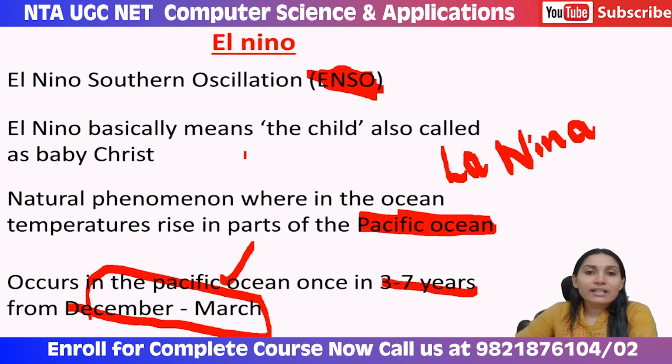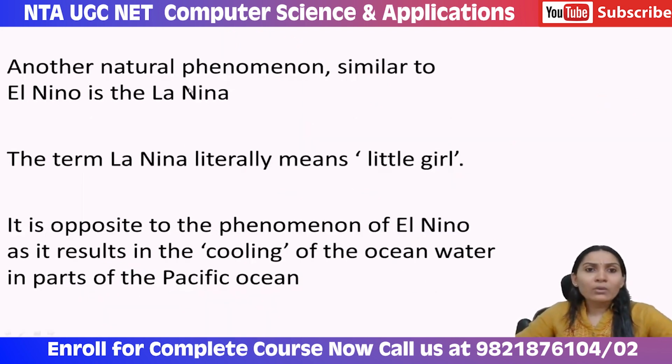Now, La Nina is exactly opposite of El Nino. El Nino means a rise in temperature, whereas La Nina means a fall in temperature. So it is exactly opposite. Okay. Now, this is what is La Nina. La Nina means little girl, the other one little boy. La Nina is exactly opposite to the phenomenon of El Nino.